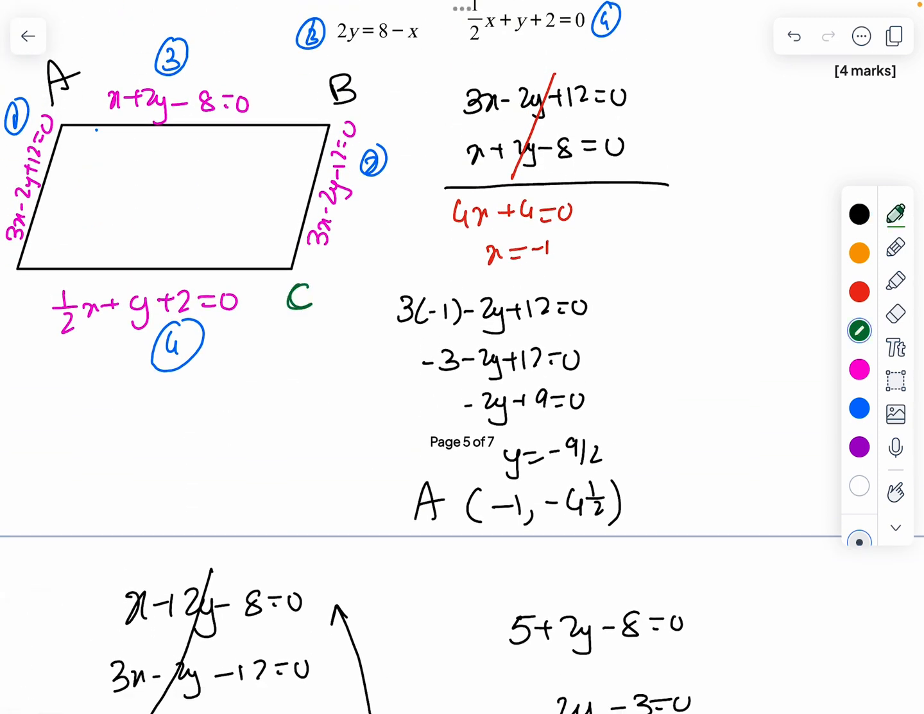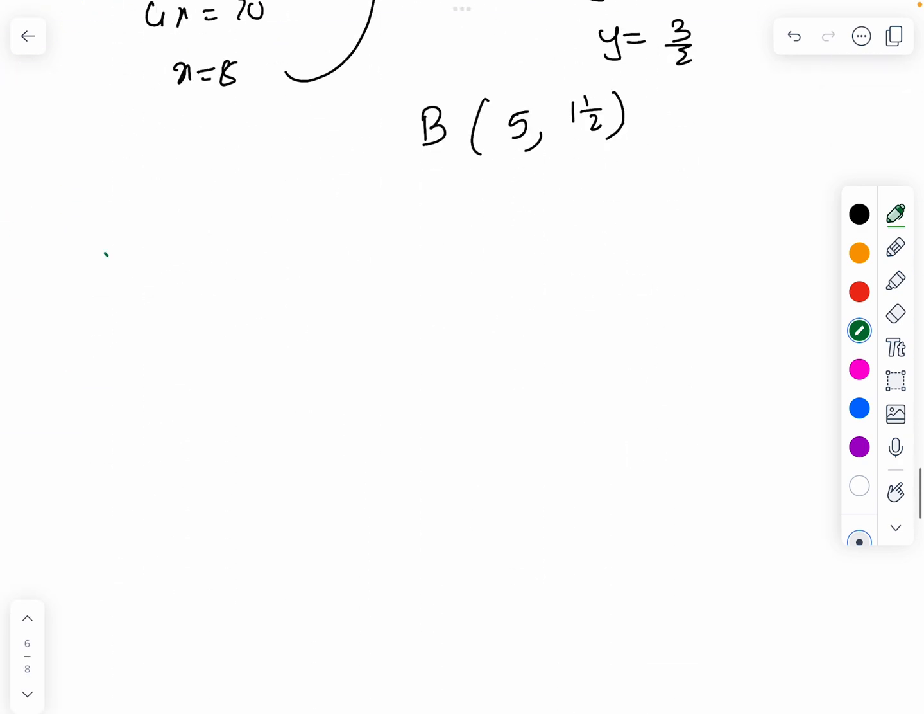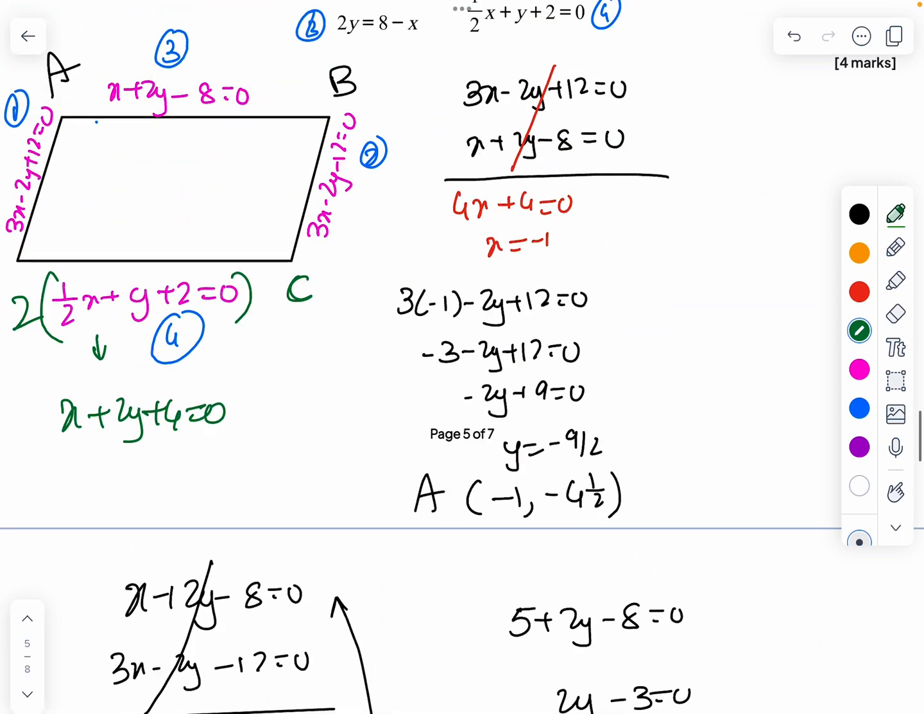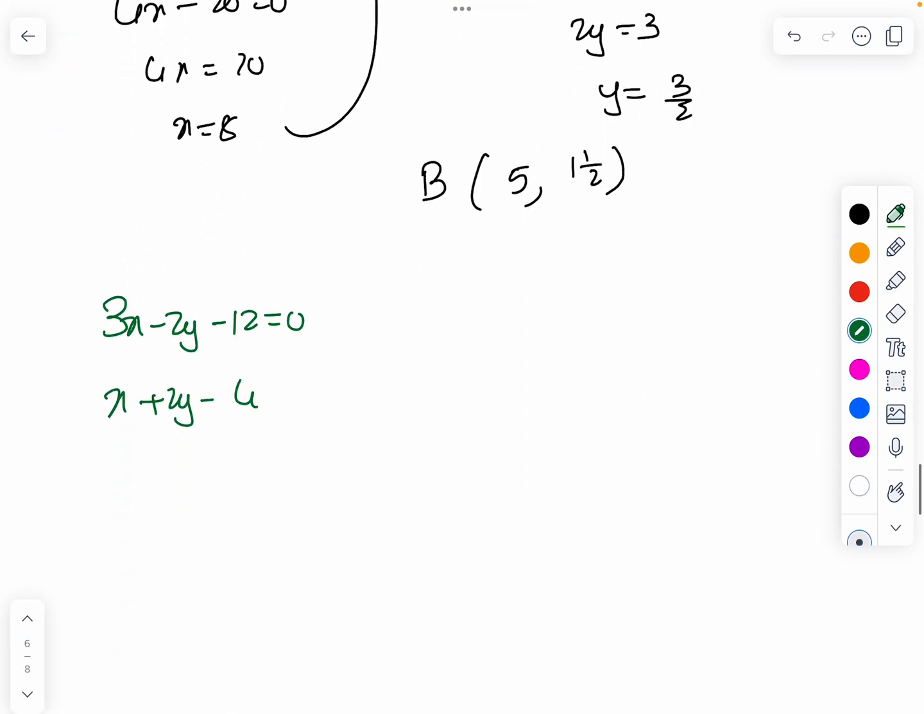Now coming to C, 2 and 4. First of all, 4 can be written as x + 2y + 4 = 0, multiplying this entire equation by 2. 3x - 2y - 12 = 0. x + 2y + 4 = 0. Add both the equations. It becomes 4x - 16 = 0.